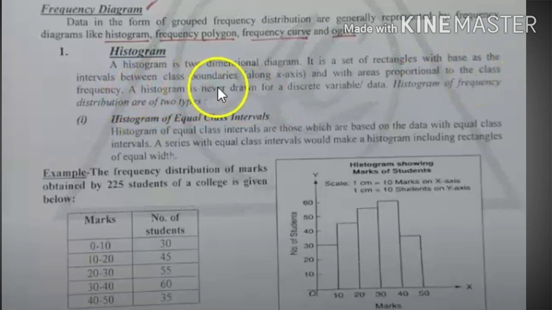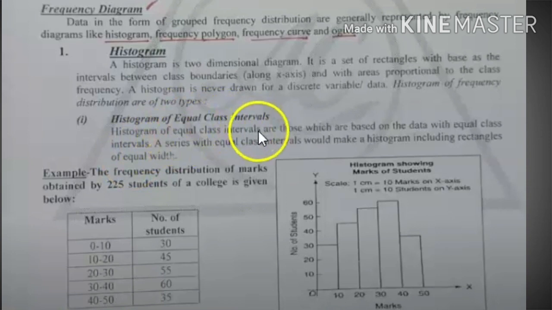A histogram is never drawn for discrete variables or data. So it should be noted. Histograms for frequency distributions are of two types: histogram of equal classes and histogram of unequal classes. So how to draw a histogram of equal classes, that we are going to see here.